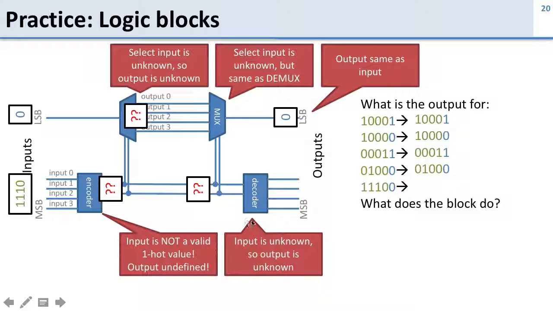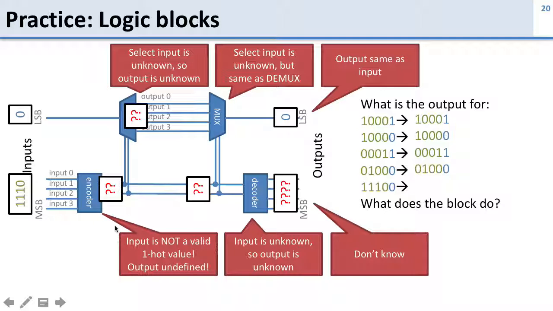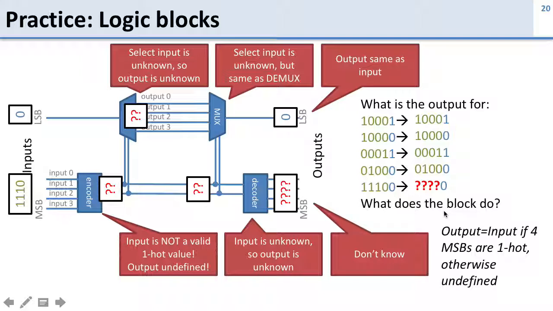But if you look down at what's happening here, we don't know what the input here is, so we don't know what the output is going to be. This is a binary value, but it's a binary value of 2 bits. So we can't have a very large number coming out of here, and there's no reason to believe it's going to be the same one as here because we haven't been able to encode this correctly. So we don't know what the output's going to be here. So the results we're going to get are something, we don't know what it is, and a 0 at the end. All right, so what does this block do? Well, the output is the same as the input if the 4 most significant bits are 1 hot, otherwise it's undefined.